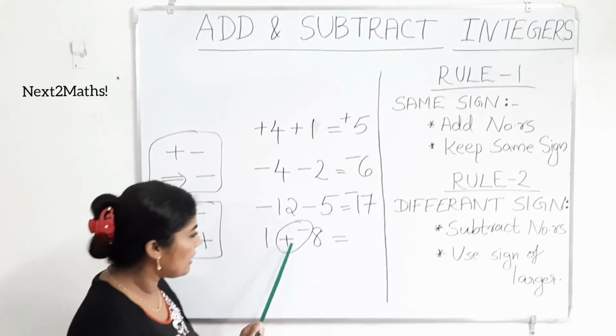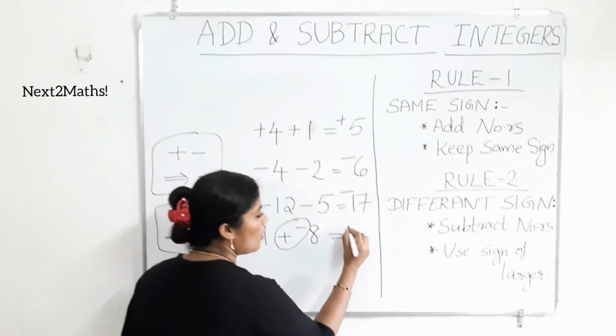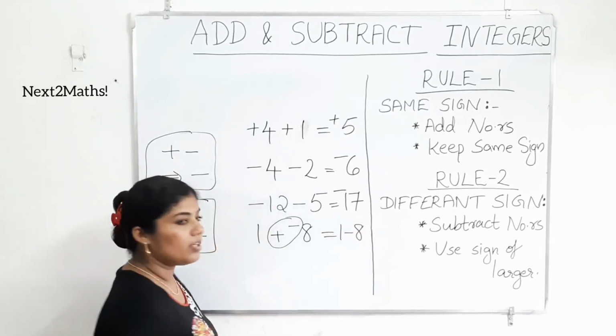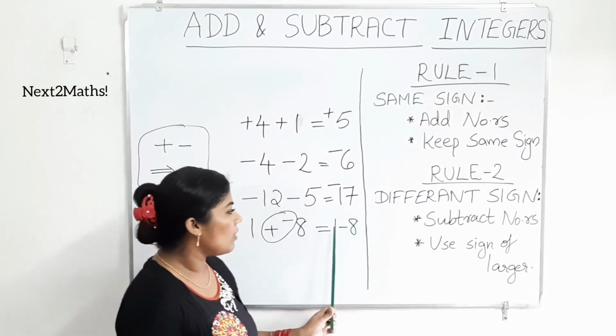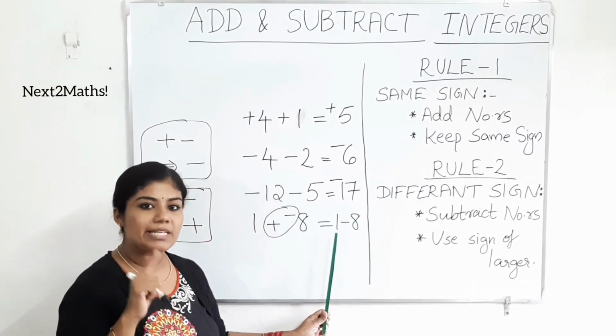Now here we have to switch this to 1 minus 8. Now we have changed it to 1 minus 8. Now you can see 1 has the sign plus, that is, plus 1.